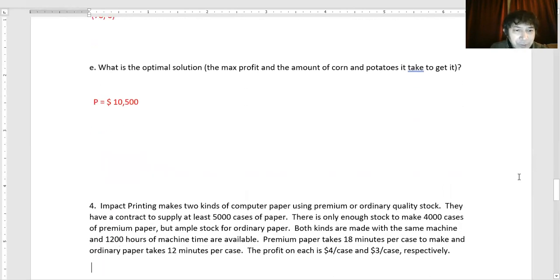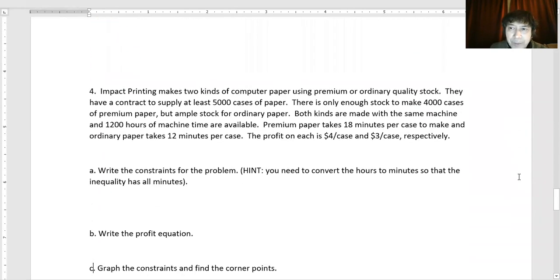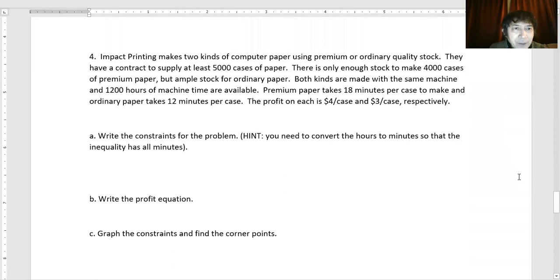All right, let's continue with the fourth and final problem. Okay, we have here impact printing makes two kinds of computer paper using premium paper or ordinary quality stack. They have a contract to supply at least 5,000 cases of paper. At least 5,000 cases of paper. When you say at least, it will have to be that amount or higher.